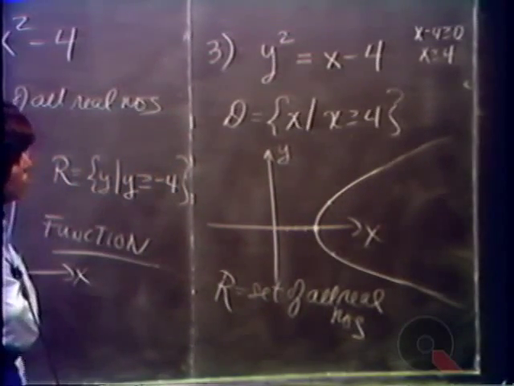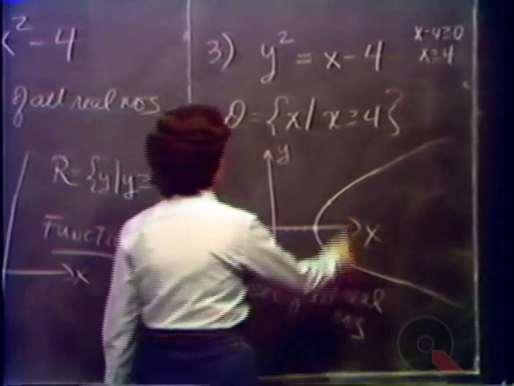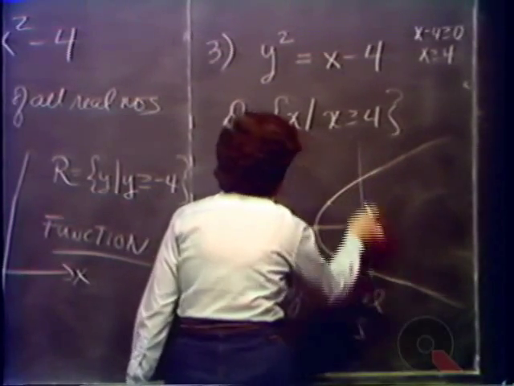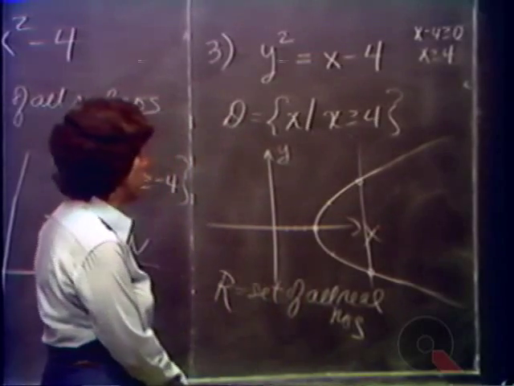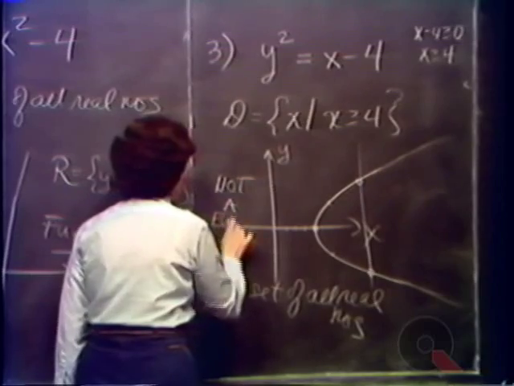Now the question, is it the graph of a function? Is this a function? And the answer, of course, is no. Vertical lines certainly cut the graph in more than one point. So it is a relation. It is not a function.